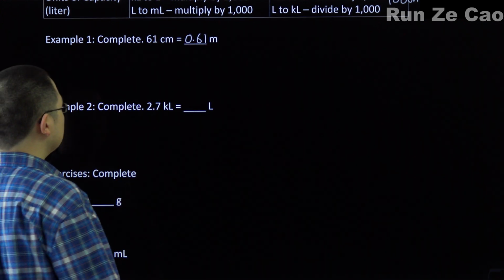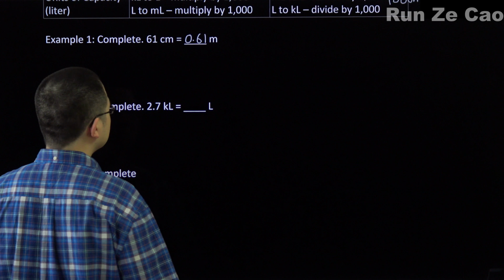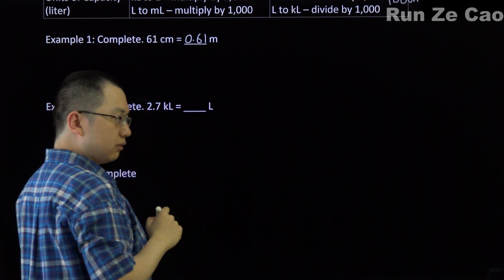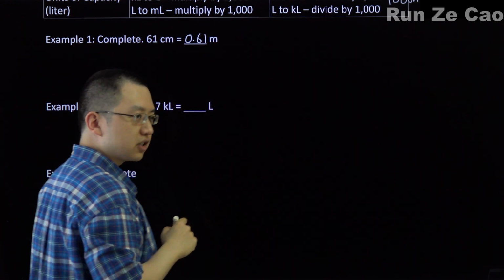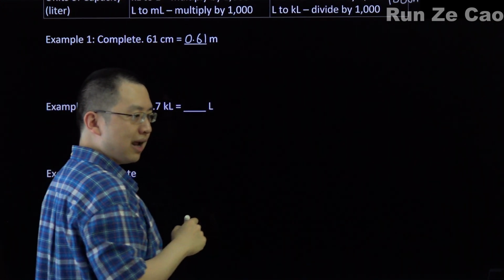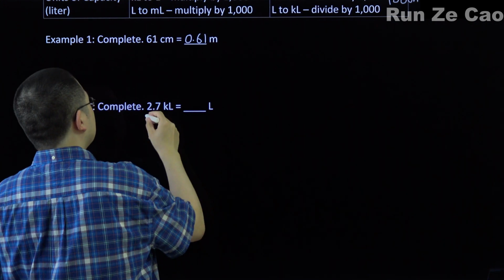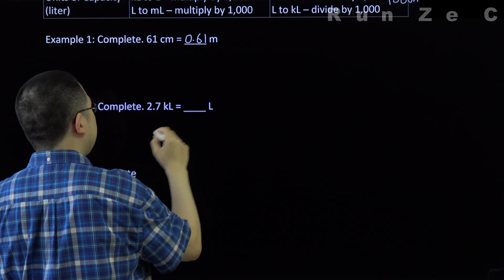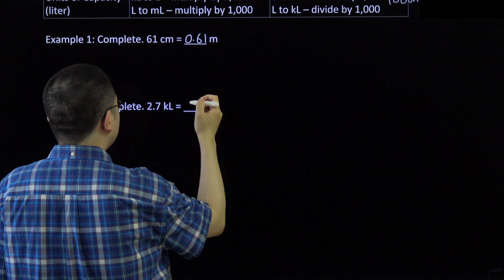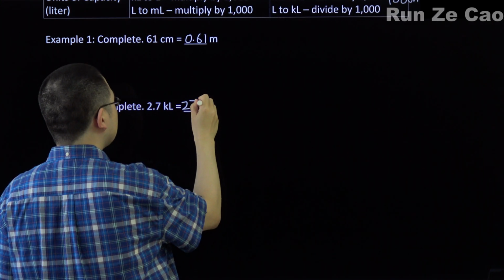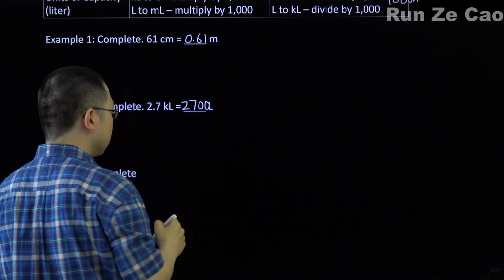Complete. 2.7 kiloliters is how many liters? Well, a kiloliter is 1,000 liters, just like a kilogram is 1,000 grams. A kilosecond is 1,000 seconds. So, 2.7 kiloliters is 2,700 liters.